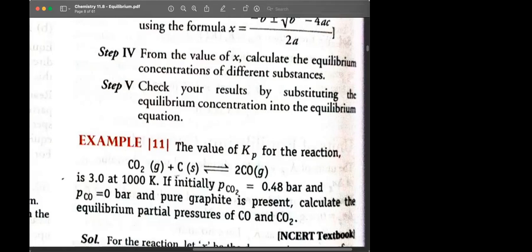You're given the value of KP. It says calculate the equilibrium partial pressures. This means you need to calculate the partial pressure at equilibrium. So that's what you're supposed to find out.